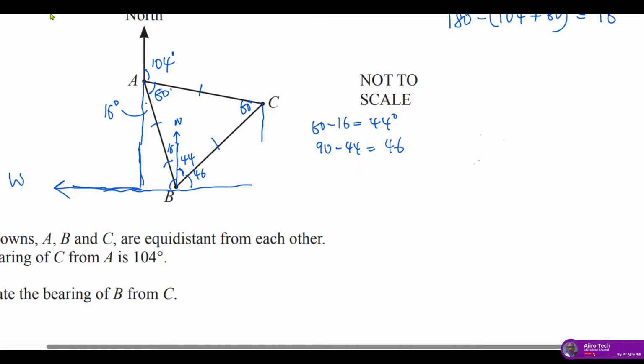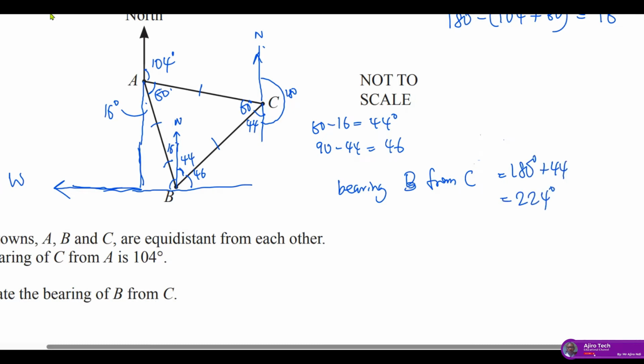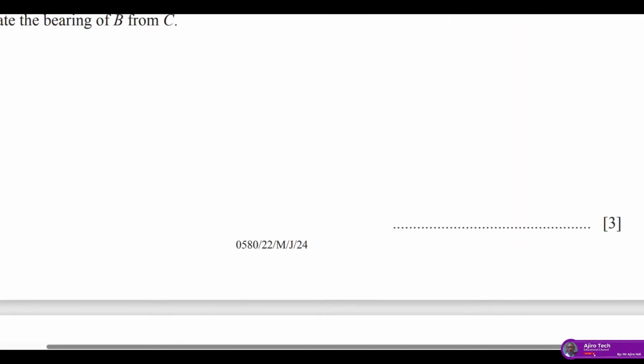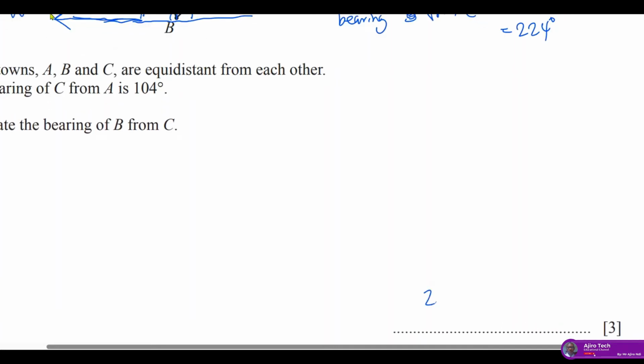Okay, I don't even need that one. I think this one too should be 44, seeing these are alternate angles also. So I can easily know B from C. The bearing of B from C: we can now put north lines on this, and then this is 180 plus 44. So we have 180 degrees plus 44, and we get 224 degrees. So the bearing of B from C is 224 degrees.